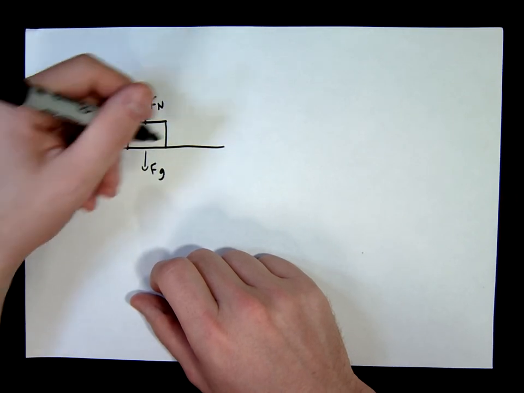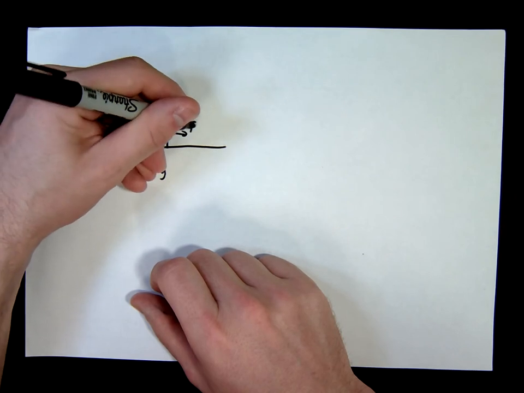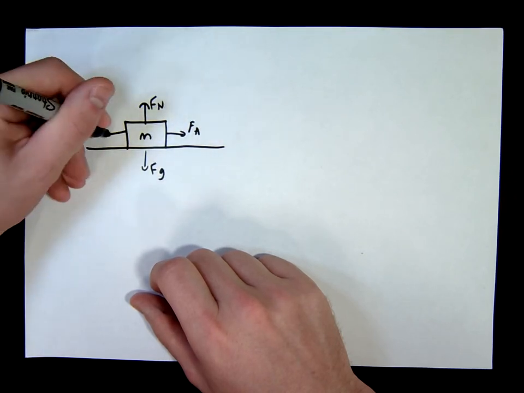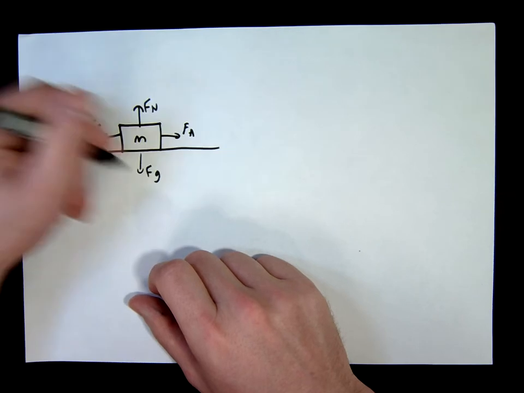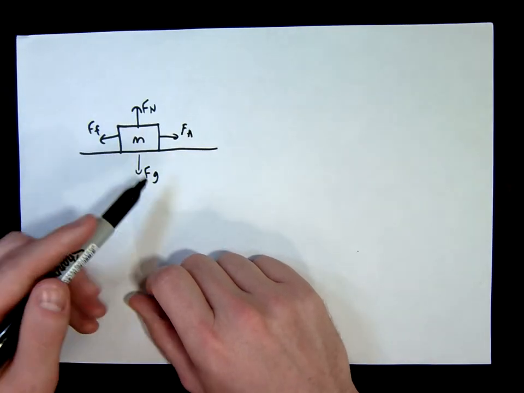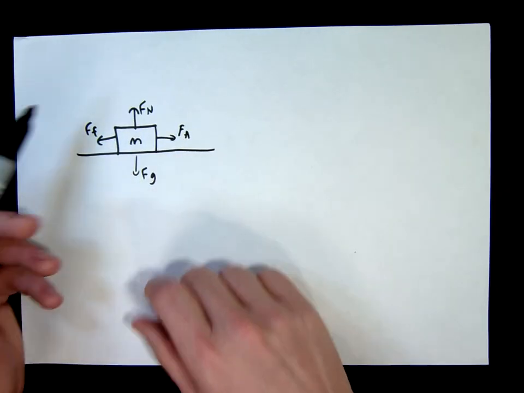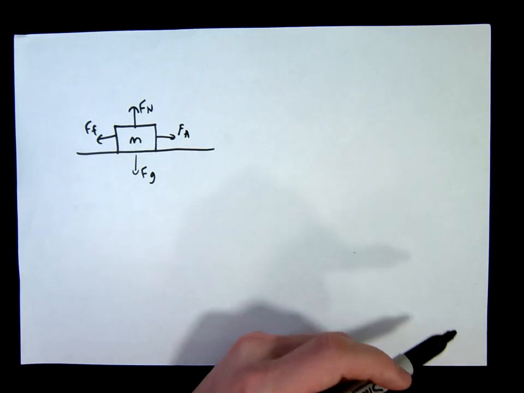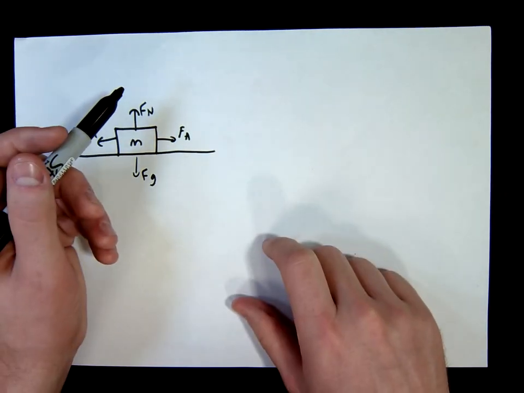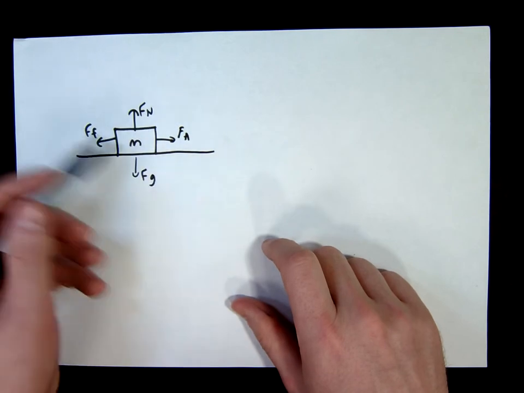If I did push this horizontally, we could have a force applied. And if there was friction here, we could also have a force of friction pulling it back. This is the general shape of the diagrams you're familiar with: force applied, force normal, force of gravity, force of friction. What I'm going to do here is something a little different and start pushing things at angles.